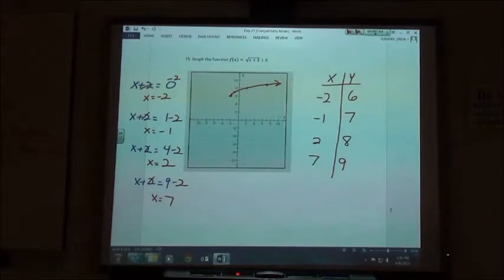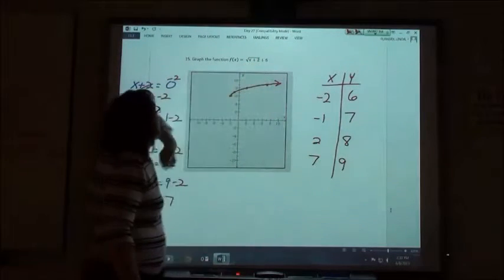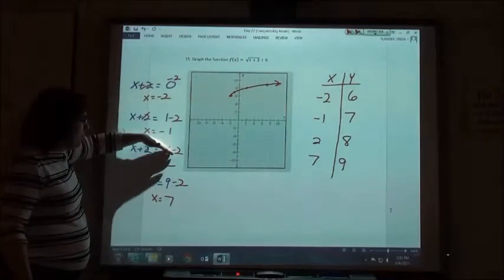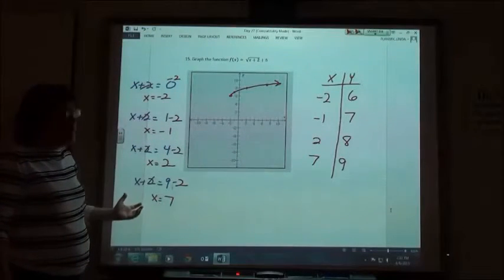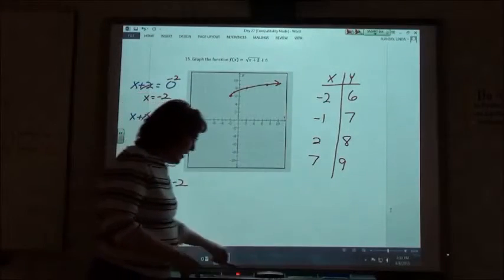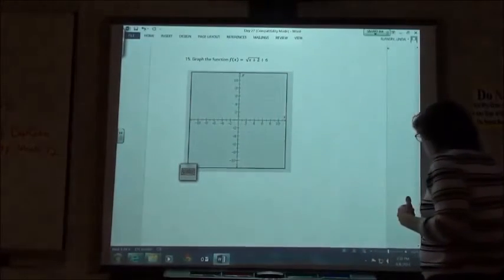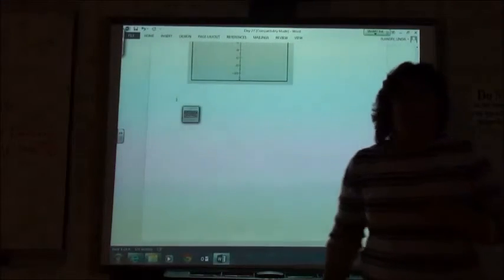So the whole key to the square root functions is taking whatever's under the square root, setting it equal to 0, 1, 4, and 9, solving if you need to, so you know what values to put in your table that are going to give you nice square roots that you can solve. And that's the end of that homework.